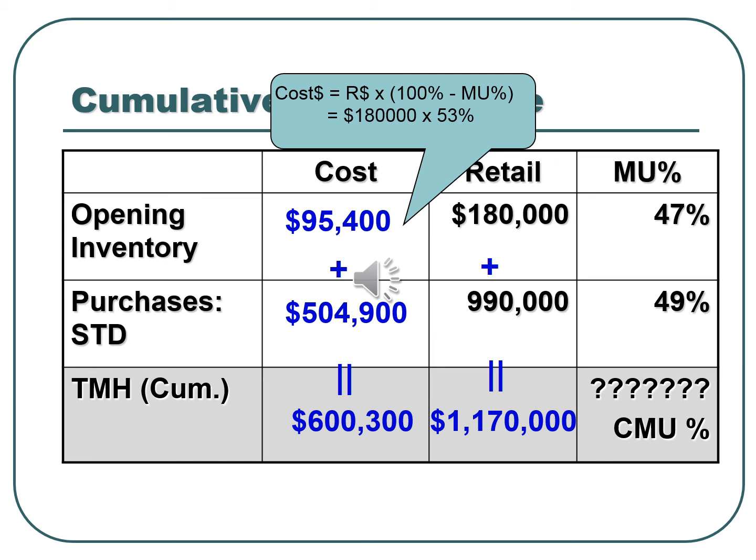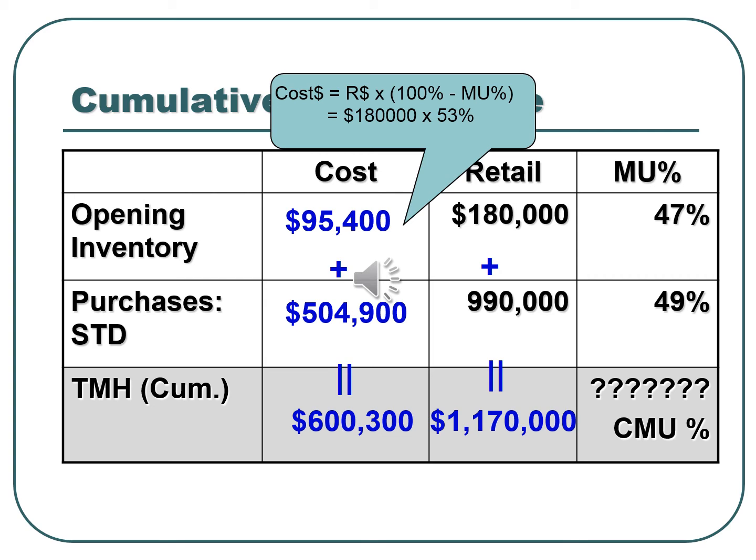Okay, so now that we know the cost value of the opening inventory as well as the cost value of the purchases, we just have to combine them together, add them up, and that will give us the cumulative cost for the total merchandise handled, which is $600,300. And we can do the same thing to get the cumulative retail for the total merchandise handled by adding up the retail value of the opening inventory and the retail value of the purchases. So they gave us the cumulative retail of $1,170,000.